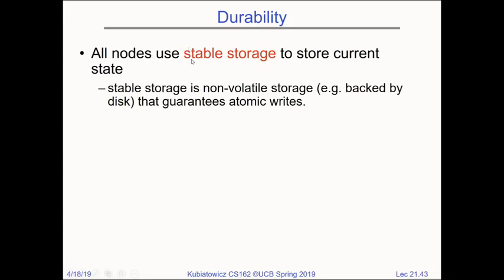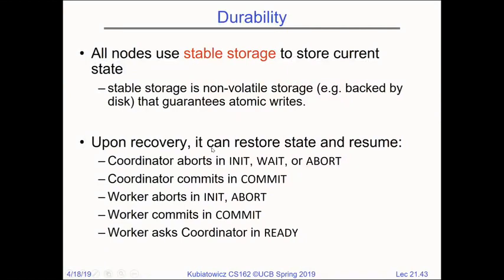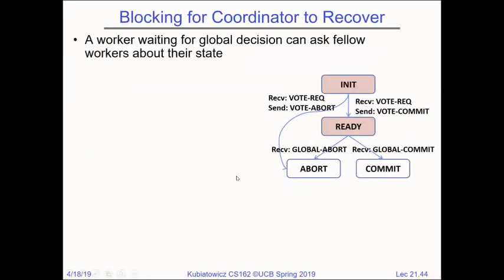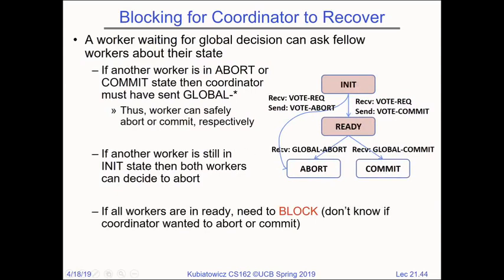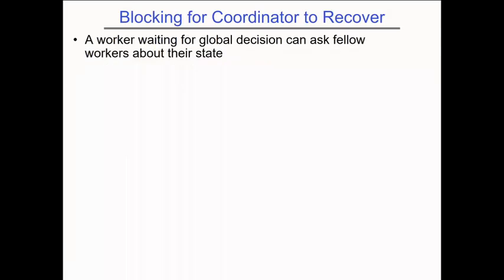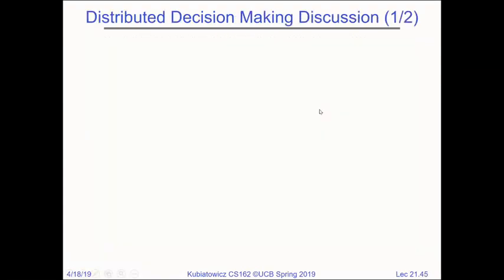But all nodes use stable storage to store the current state. It's some non-volatile storage that guarantees atomic writes. And on recovery, basically, you can restore the state and pick up exactly where you left off. So that's cool. So blocking for the coordinator to recover, you can go through this. I don't want to go through it anymore, but basically you end up blocking. If the coordinator's down, everybody has to wait, etc.